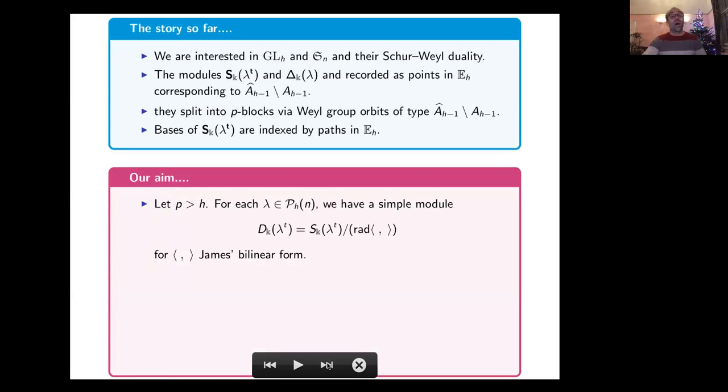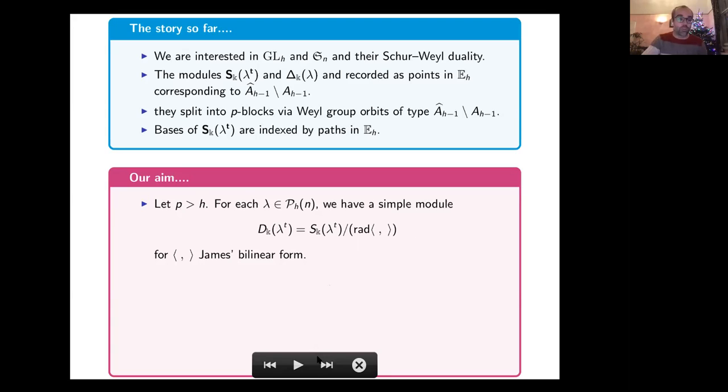So our aim, we're going to let the prime be bigger than H. That's standard in people wanting to understand the general linear groups. We always let P be bigger than H. And because of this Schur-Weyl duality setup, it seems natural that we should therefore let P be bigger than the number of columns in our partition. For each such partition, we have a simple module, and it's just given by taking that nice Specht module with all those nice bases and quotienting that by some radical bilinear form.